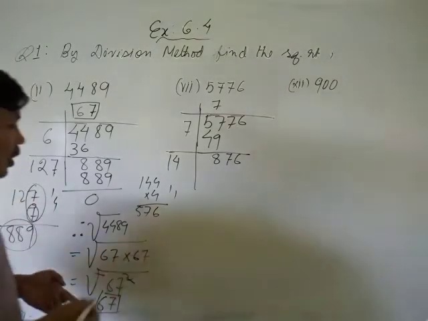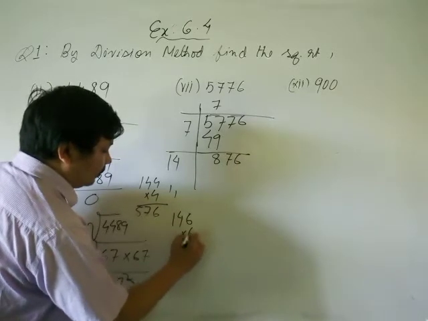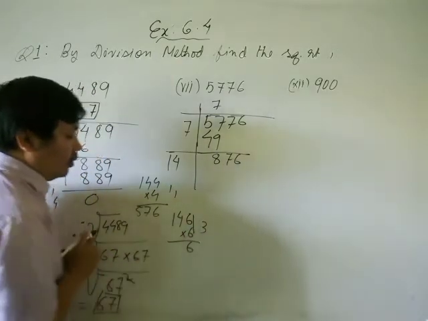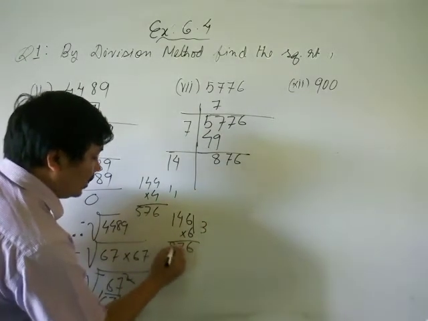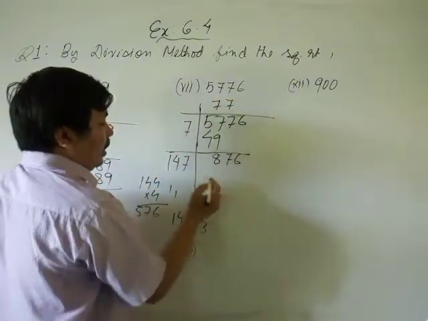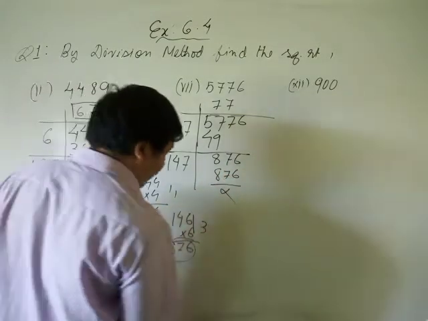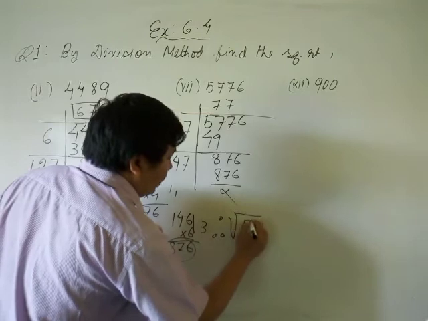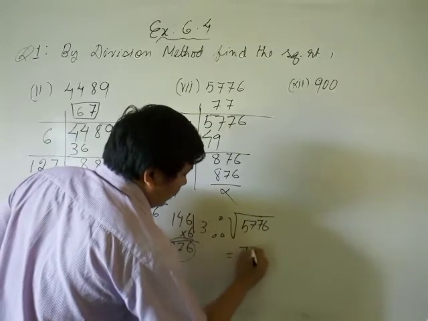So now what do we have to do? We will take 6 here. 14 and 6 here, then multiply with 6. 6 6s are 36, 3 in hand, and 6 4s are 24, 25, 26, 27. Now we can get 876 by taking 7 here and multiplying by 7. Now we can get 876. Now the division is over. So therefore the square root of 5776 is equal to 77.